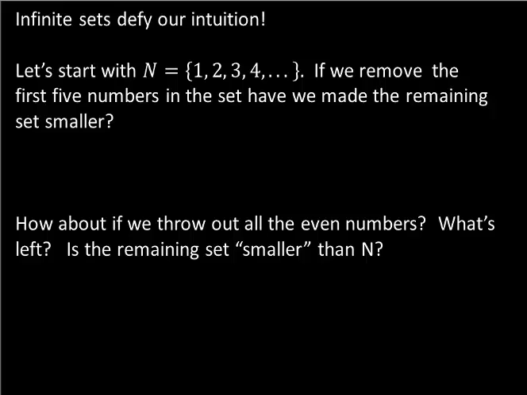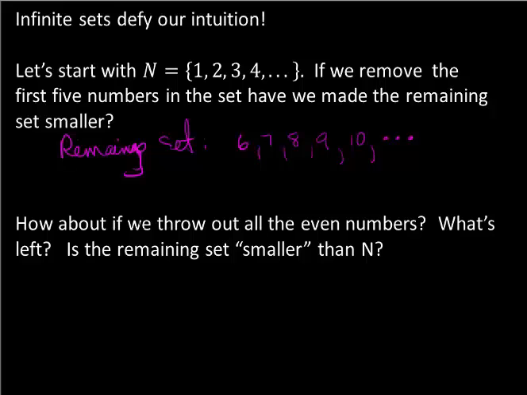Let's write, I won't give it a name, I'll just say remaining set. The remaining set is, okay, we throw out the first 5, so it will be 6, 7, 8, 9, 10, and so on. That's the remaining set. I left off the set brackets there. Is there a one-to-one correspondence? It seems like it would be smaller, doesn't it? Seems like it would be smaller because we threw out some numbers.